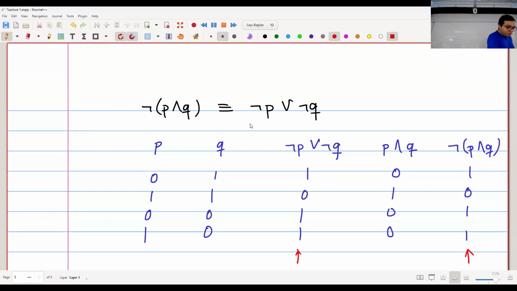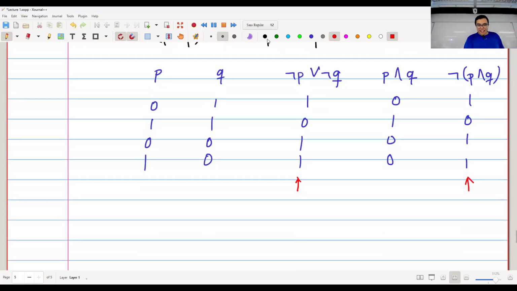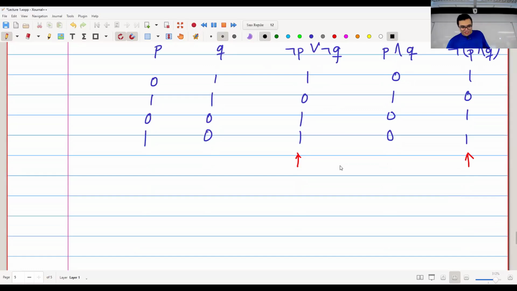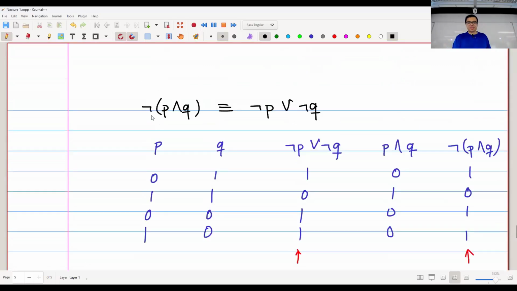I'm going to give you some more of these statements. I'm going to give you the intuition, but I'm not going to do the tables anymore. So hopefully you will just agree with me about this. And if you don't believe me, then you can just do the tables yourself. Okay, so this was taking the not of an AND, so the negation of a conjunction.